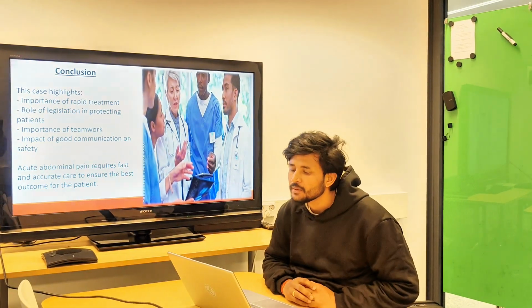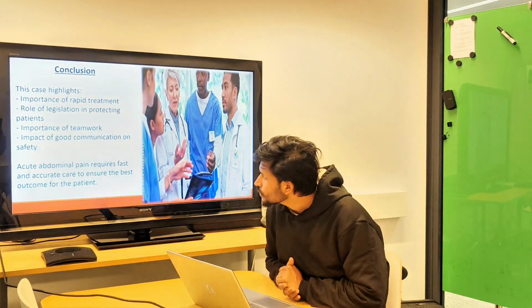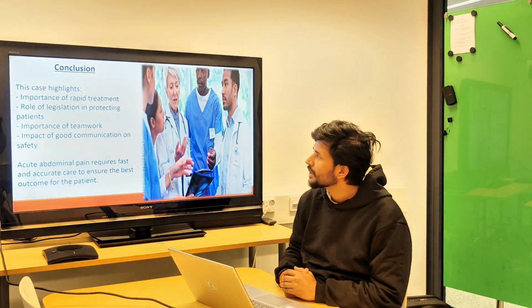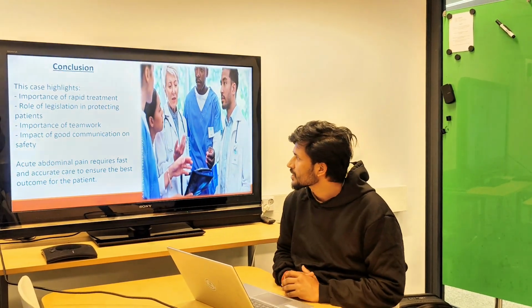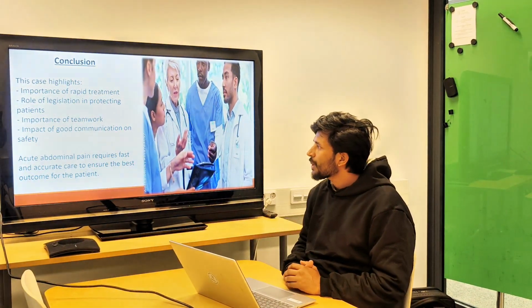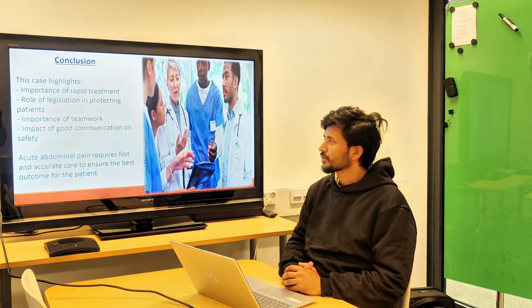After that, we talk about the conclusions. So here are the conclusions. This case highlights the importance of rapid treatment, and also the role of legislation in protecting patients, the importance of teamwork, and the impact of good communication on safety.